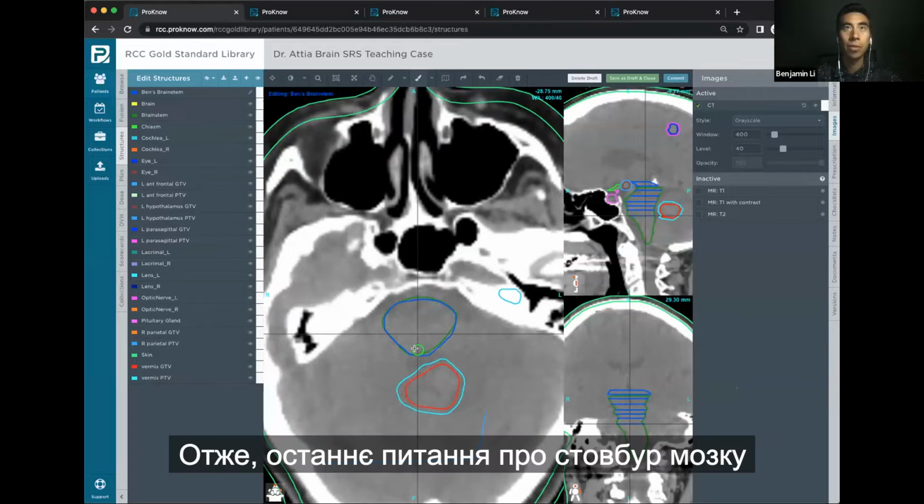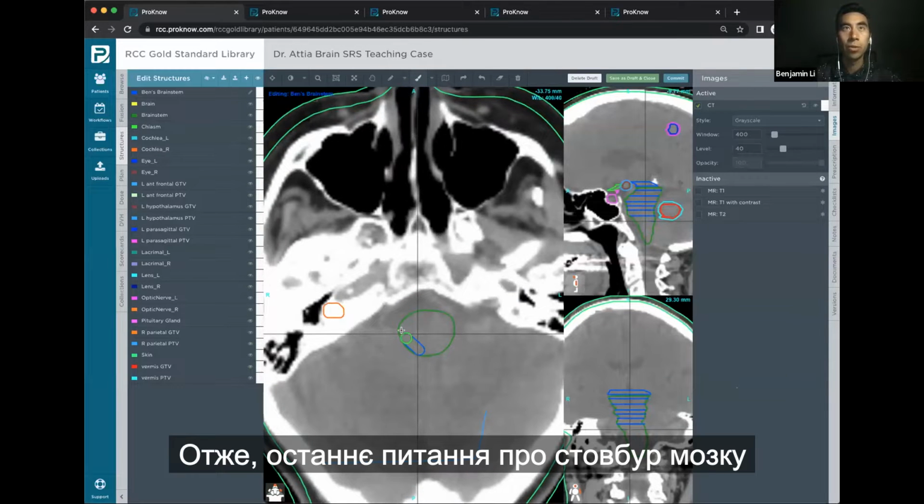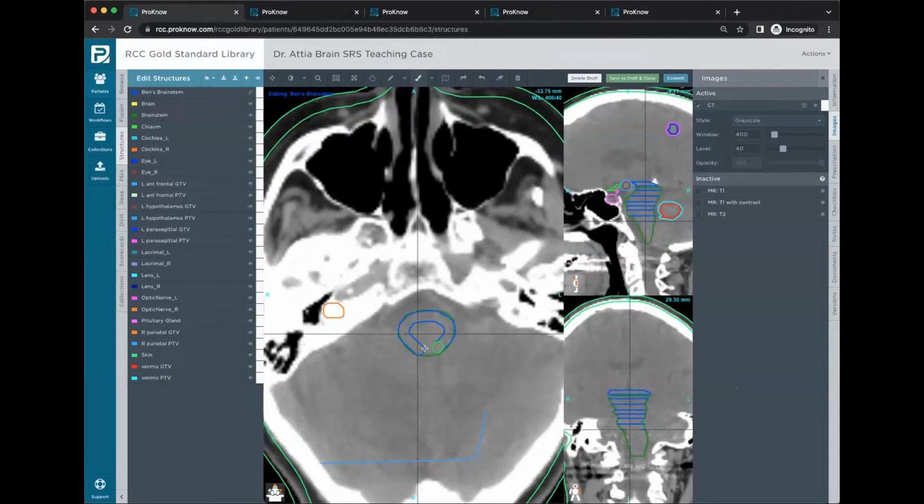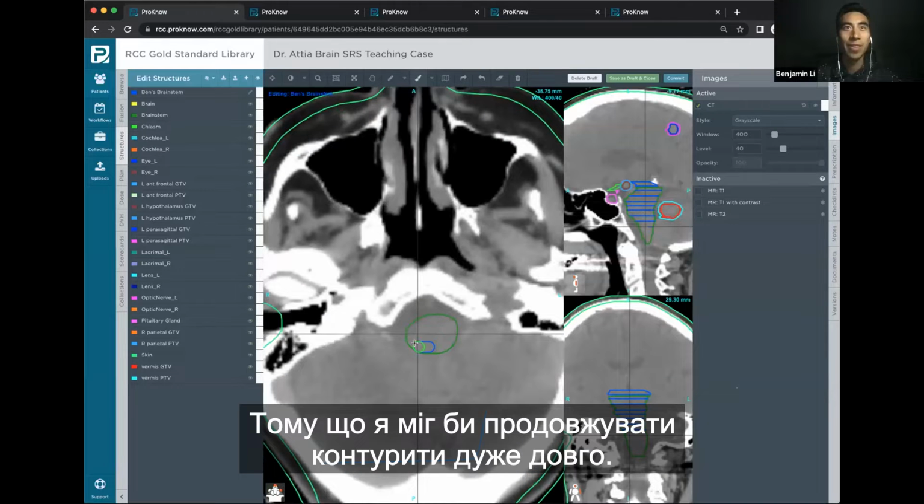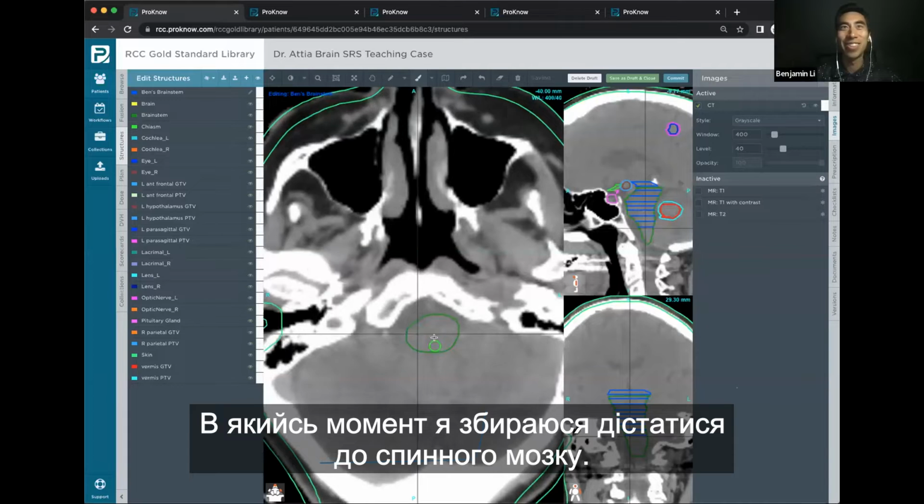So the last question about the brainstem is, where do I stop? Because I could just keep going down for a really long time. But at some point, I'm going to get to the spinal cord.